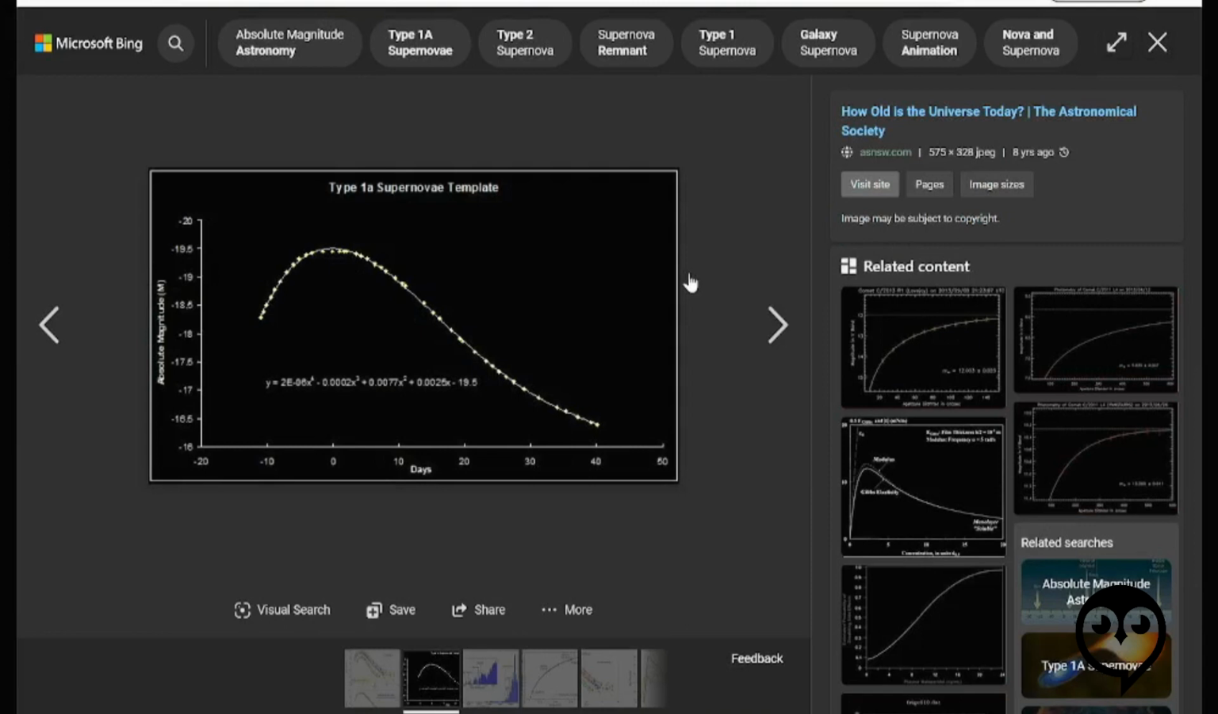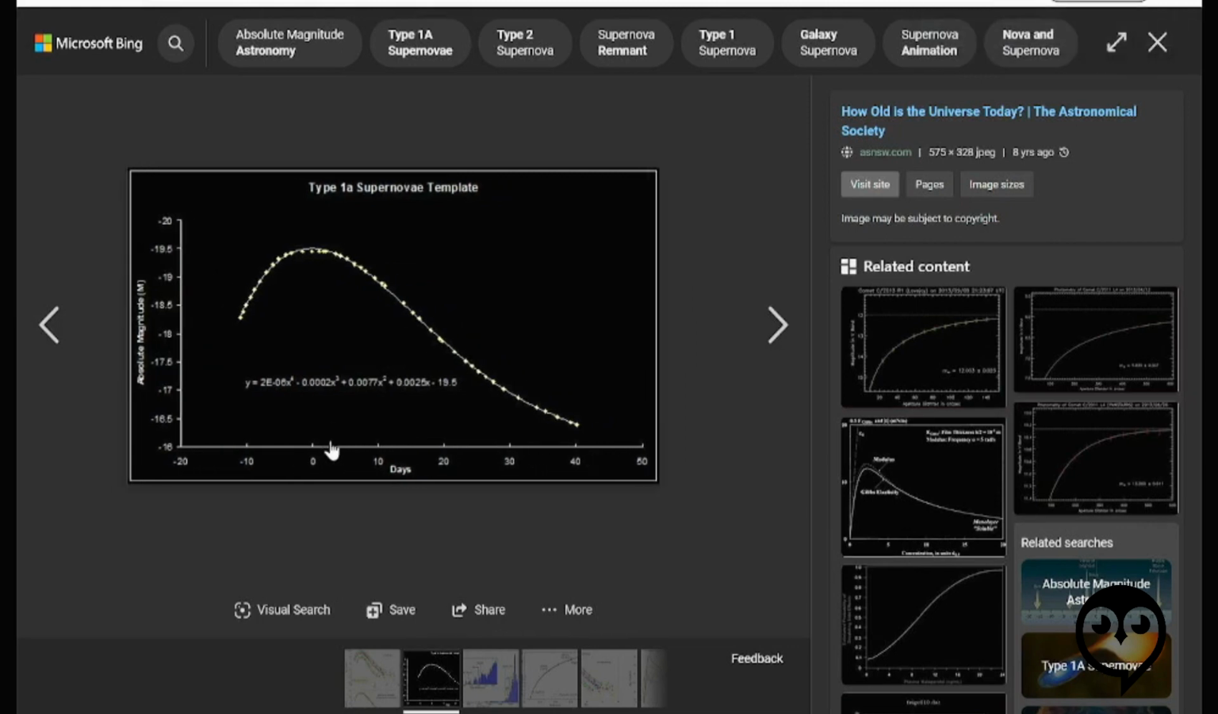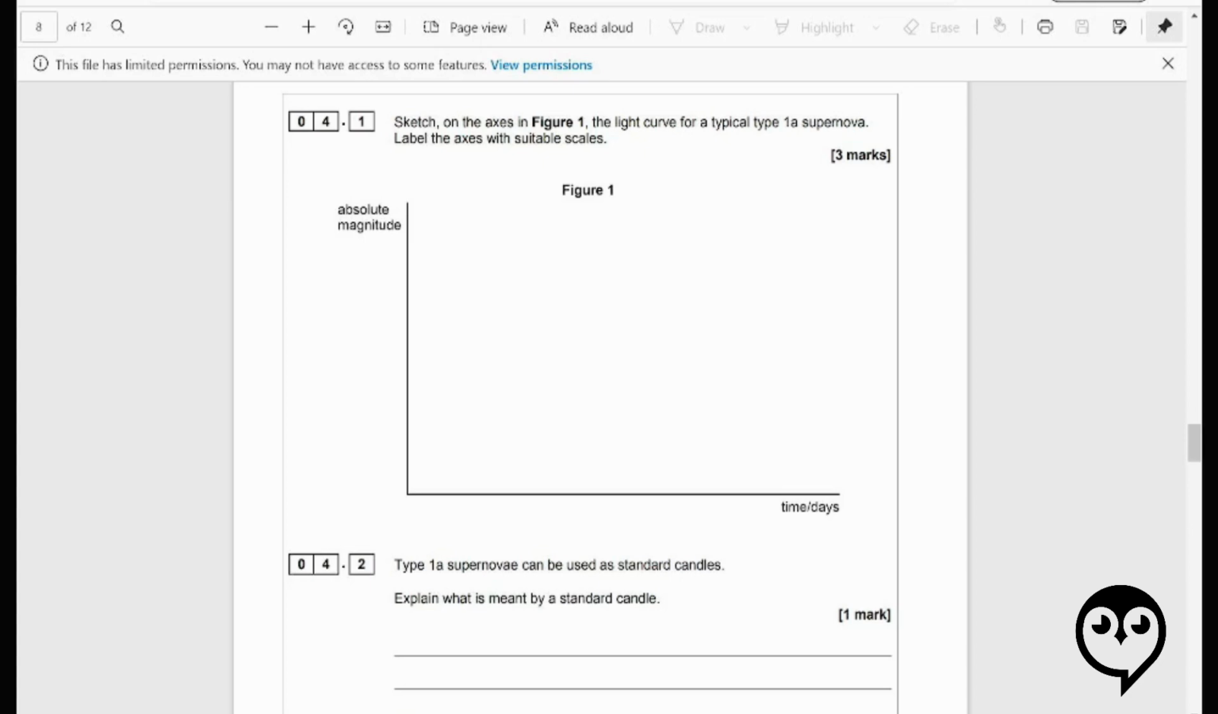Here's the typical graph. This is, again, maybe something that you need to know for AQA. Here's a type 1 supernova template. It's got absolute magnitude here on the side, and you can see it goes out in days. Looks to me like the peak happens here at 0 days. So I would imagine our graph looks something like that.